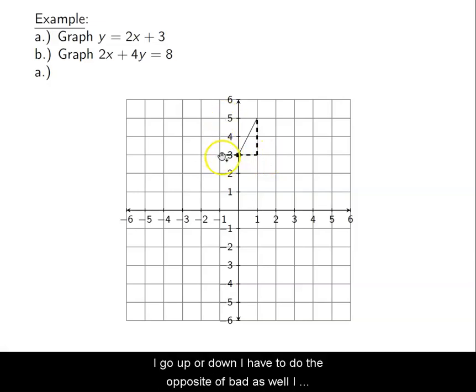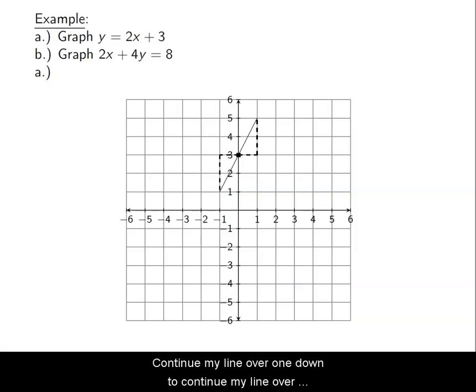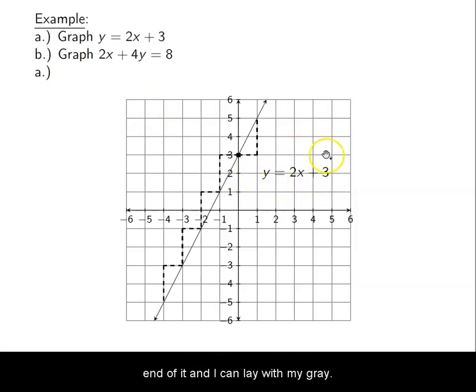So when I go up or down, I have to do the opposite of that as well. I was going up before, but now that I've gone in the negative, I've got to go in the negative again in order to keep this positive, right? So I go down 2, okay? I can continue my line: over 1, down 2, over 1, down 2, over 1, down 2, and so forth. And then when I'm done, I just put arrows at the end of it and I can label my graph.